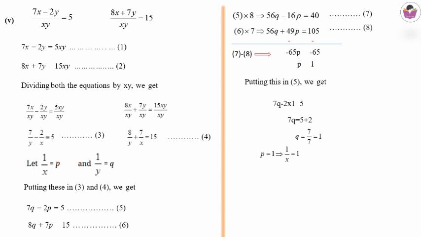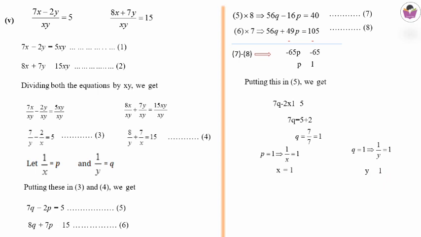Go for resubstituting again. P is equal to 1 we have got, which implies according to our assumption 1 by x is equal to 1 and x is equal to 1. And again q, we have got 1 here, and q equal to 1 implies our assumption 1 by y is equal to 1, and finally y is also 1. So we have solved the equations and we have got the values of the variables, that is x is equal to 1 and y is equal to 1.